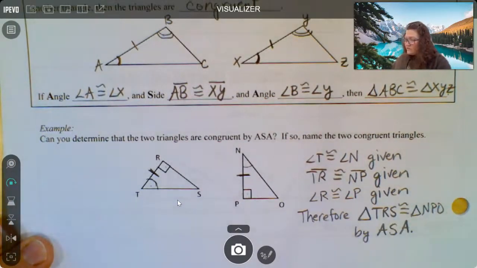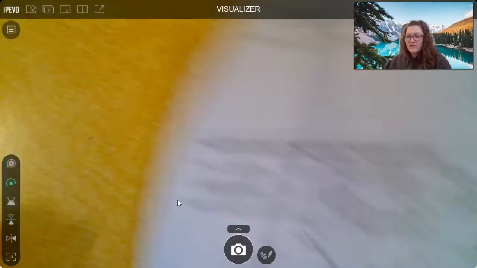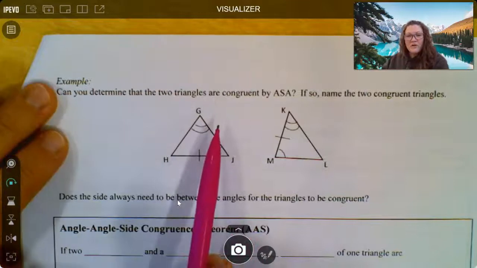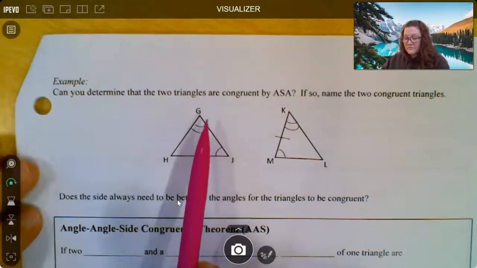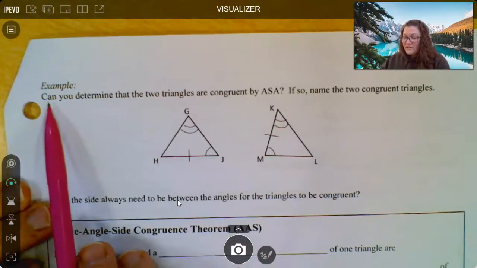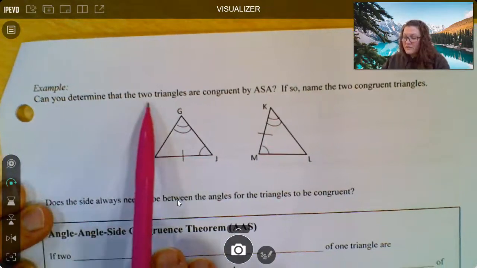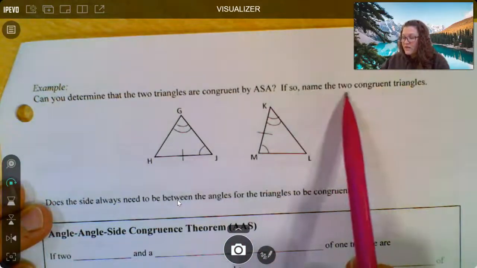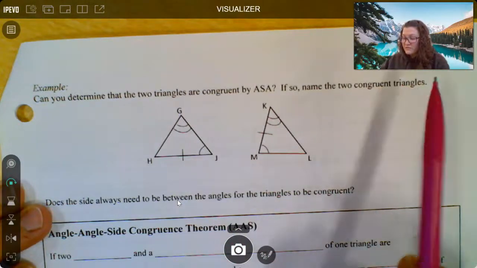Now, I would like you to pause your video again and try the example on the top of the next page. And then once you've tried it, unpause and check your answers. Okay, for this example, can you determine that the two triangles are congruent by angle, side, angle? If so, name the two congruent triangles.